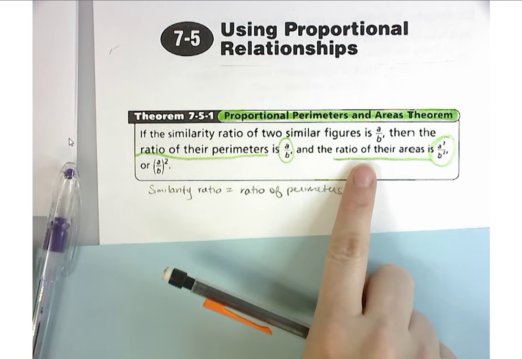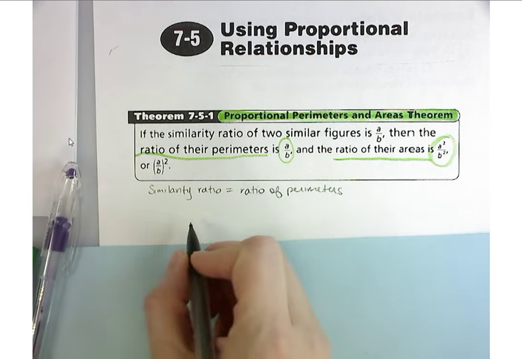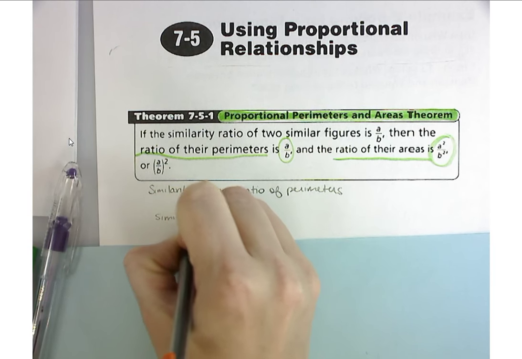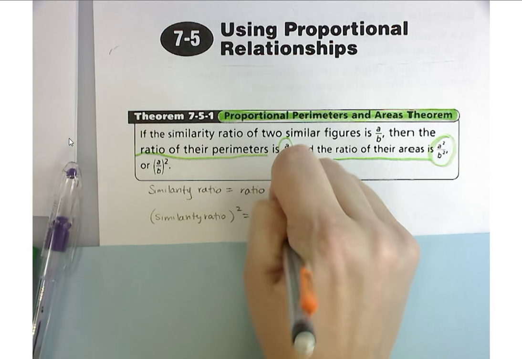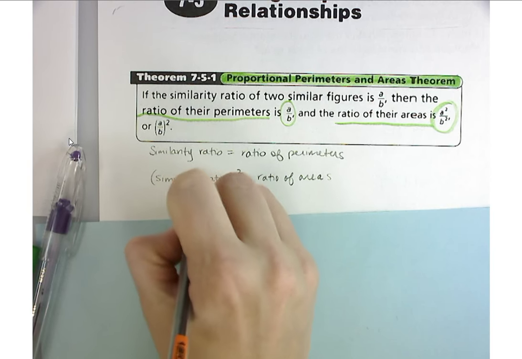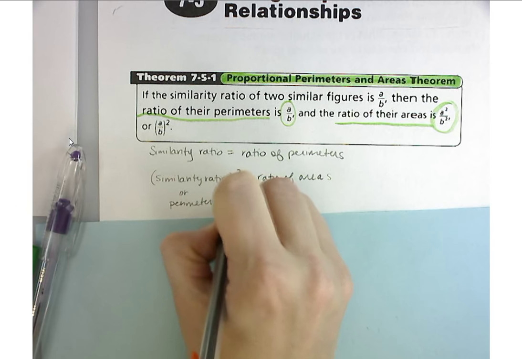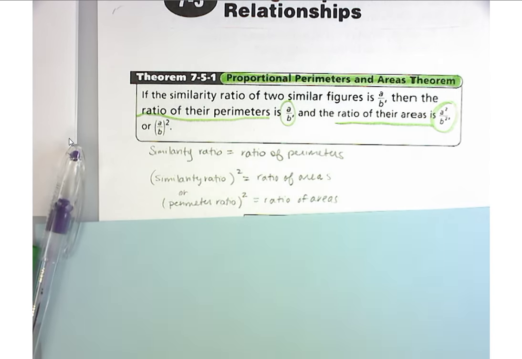And then it says the ratio of their areas is A squared over B squared, or the whole fraction squared. So the similarity ratio squared equals the ratio of the areas, or the perimeter ratio squared equals the ratio of the areas. If you know what the similarity ratio is, and remember that's just a ratio of one side to another side, it's the same as the perimeter ratio, and then the area ratio is going to be squared.